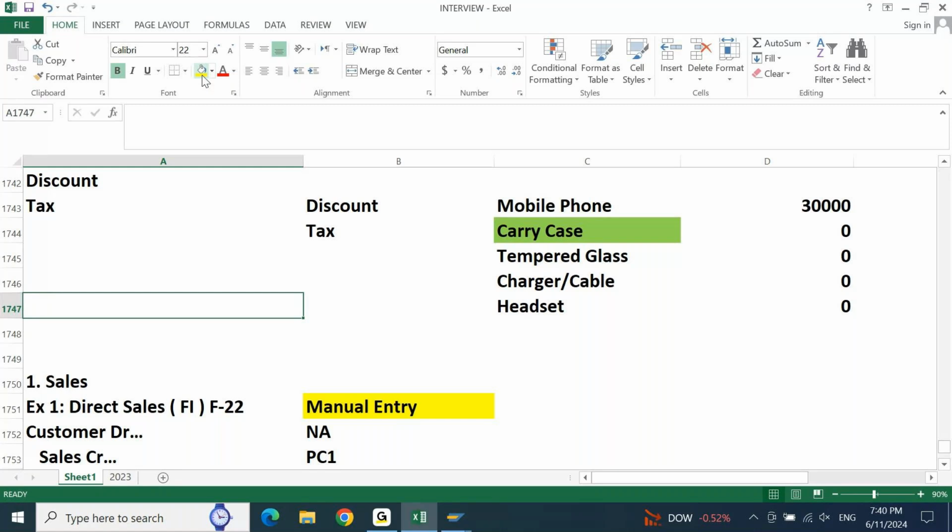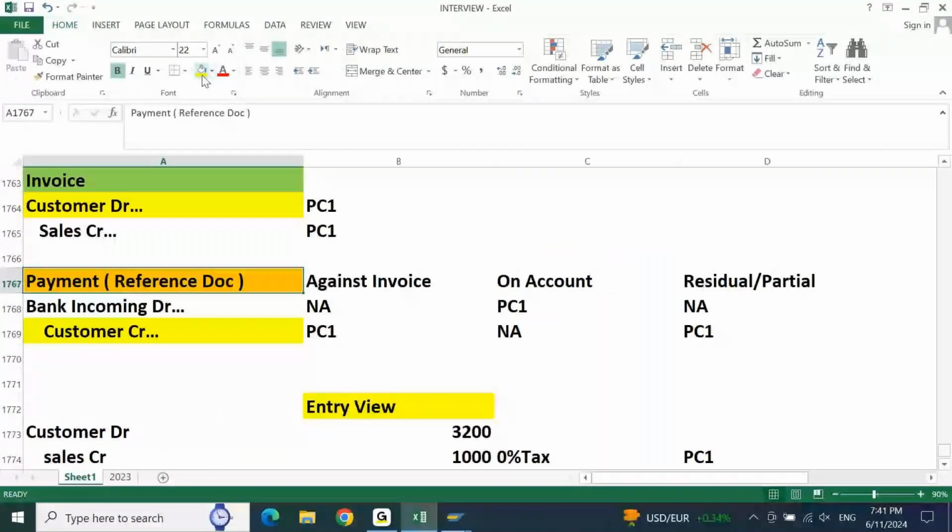You need to have an understanding, because when it comes to payment, I am talking about the customer payment. What is the other payment apart from customer payment? Vendor payment. When you're talking about vendor payment, there are two types of vendor payment. One is manual payment. What is the other payment? Automatic payment.